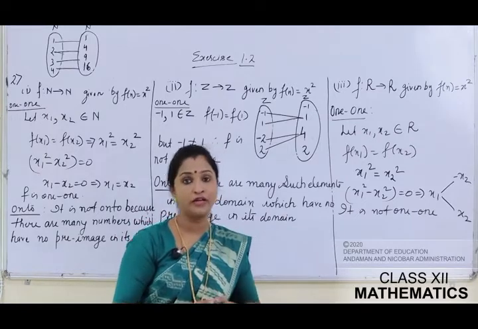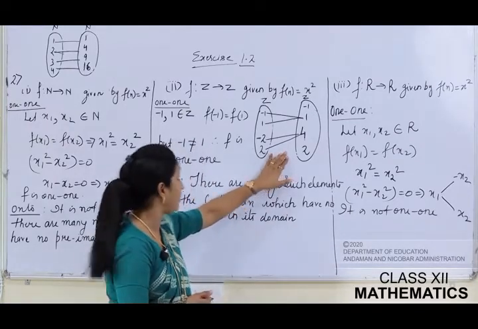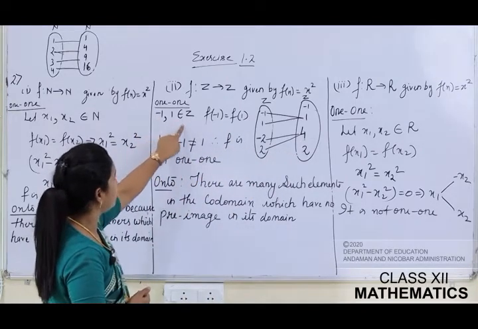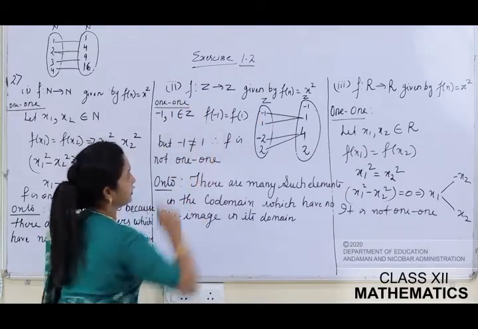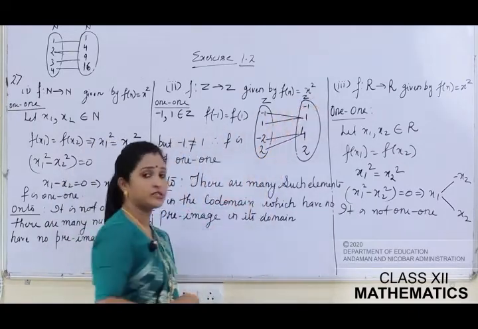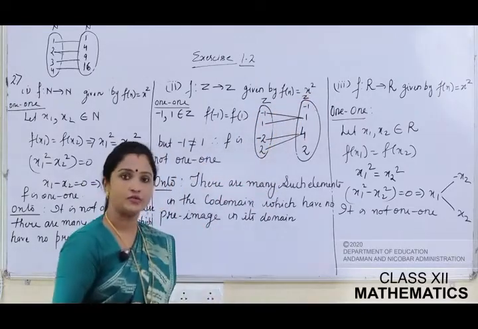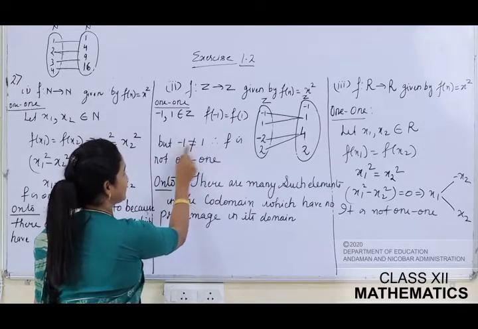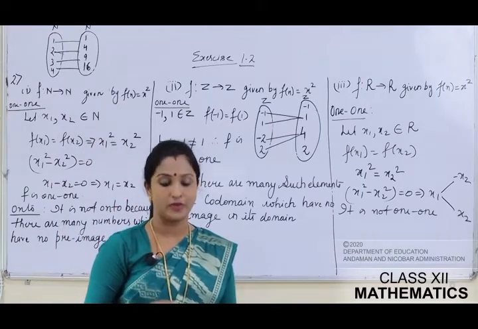I have already explained this function. So here this function is not 1 to 1. Why? How are you going to write down the reason? You have taken 2 elements, -1 and 1 belonging to Z, from the domain. f of -1 is equal to f of 1. When you put -1, you get f of -1 is 1. When you put x is equal to 1, again f of 1 is 1. So the images are the same, but the elements are not the same. That means you are getting f(x1) is equal to f(x2), but x1 is not equal to x2.